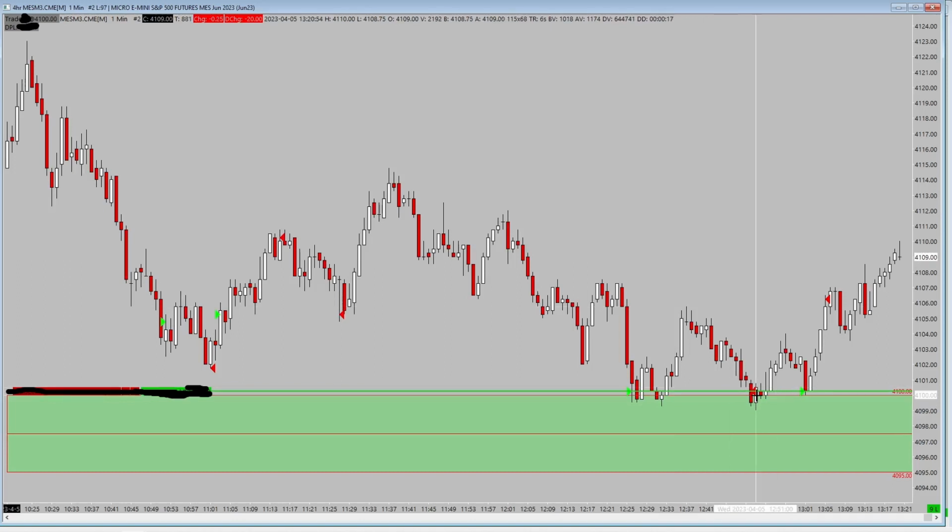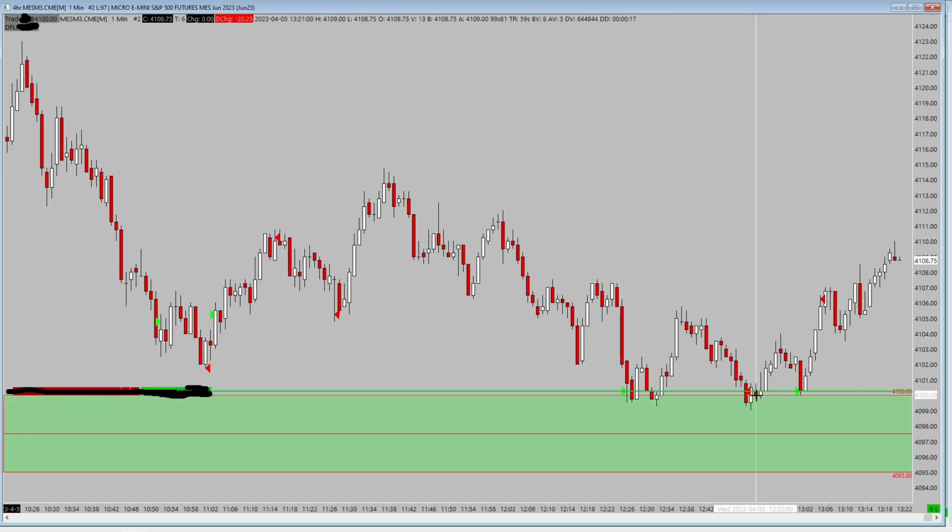Usually, I kind of play it by eye. I don't have a strict number, but usually anywhere from 4.5 points on, depending on how the tape is looking, I'll move a stop to break even. Now at 5.5 points, like today, pretty much all the time I'm moving my stop to break even. So I take the scratch trade.